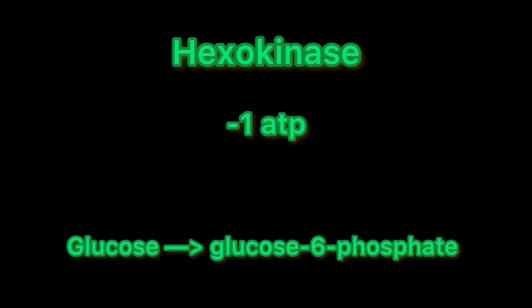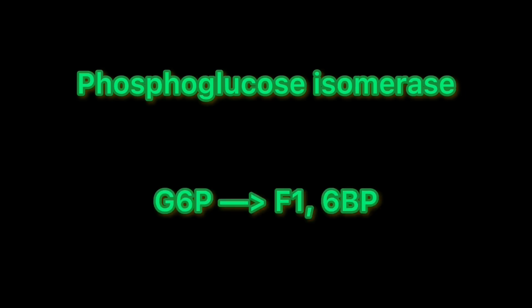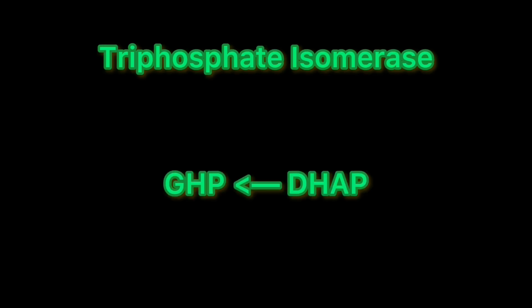First, hexokinase uses 1 ATP to convert glucose into glucose 6-phosphate, or G6P, trapping it inside the cell. Next, phosphoglucose isomerase converts G6P into fructose 1,6-bisphosphate, or F1,6BP. After that, aldolase splits F1,6BP into dihydroxyacetone phosphate, or DHAP, and a glyceraldehyde 3-phosphate, or GAP. Next, triose phosphate isomerase converts DHAP into another GAP.